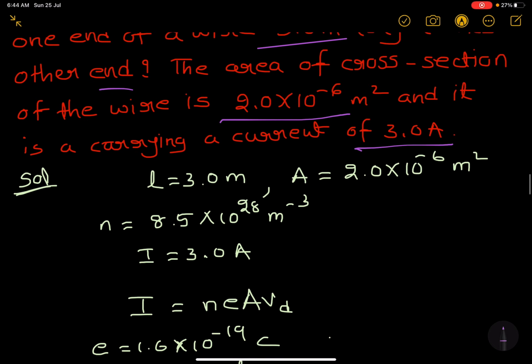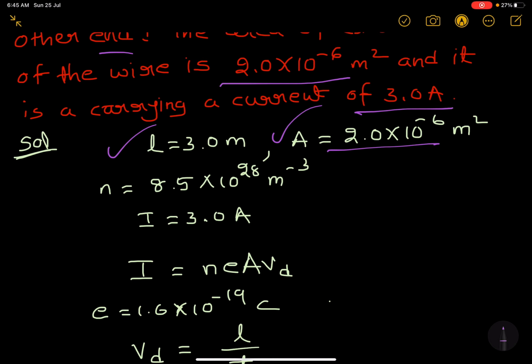So in this we can see here the length of the copper wire is given, 3 meters. The area of cross section of the wire is given, that is 2 × 10^-6 m². And the number density of free electrons in a copper conductor, n, equals 8.5 × 10^28 m^-3. The current carried by the wire is 3 amperes.